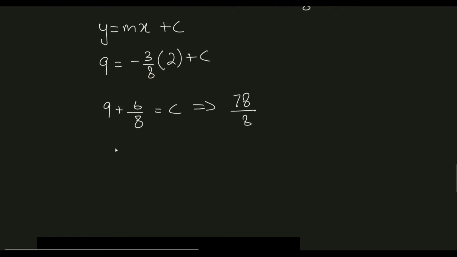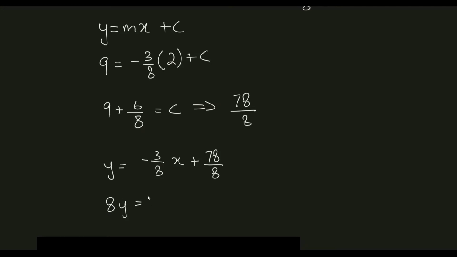Now we can write our equation. So y equals minus 3/8 x plus 78/8. I will take 1/8 common and take it to the other side. So this will be 8y equals 78 minus 3x. This is the equation of our normal.